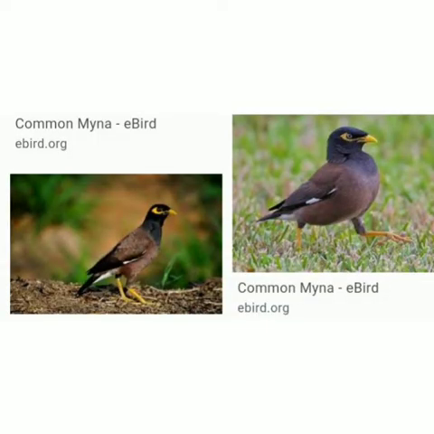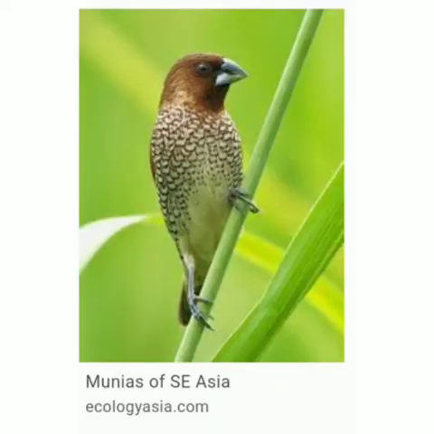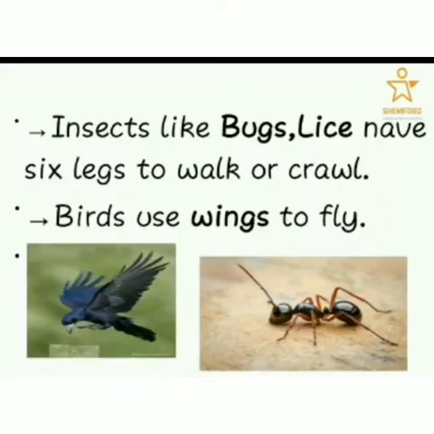What is this bird? It is called myna. The other bird, munias. These two birds make a chirp sound, and this chirp sound is very noisy. Then insects like bugs and lice have 6 legs, is it not? To walk, or some insects crawl.